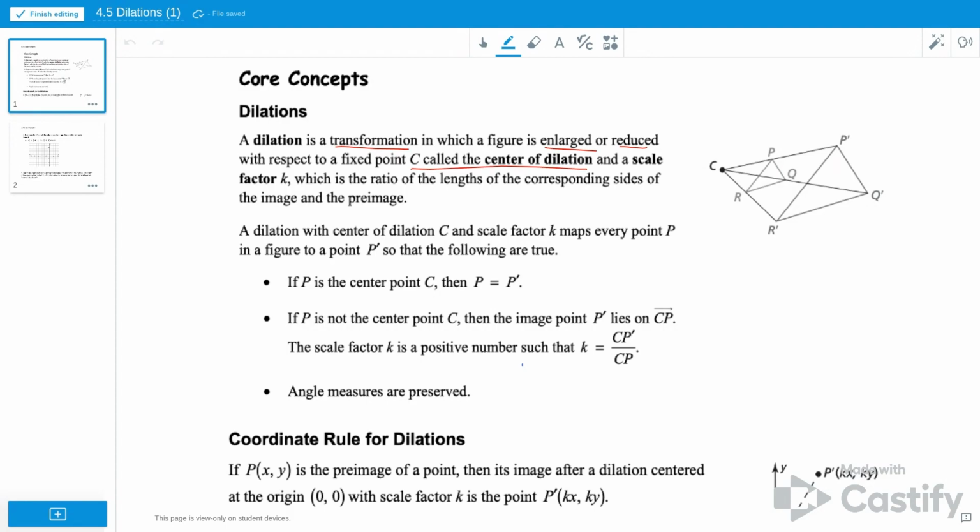Most of the time it will be around the origin, but it doesn't have to be. And it has a scale factor of K. And so if K is larger than 1, it is an enlargement. If K is less than 1, it is a reduction. And if it equals 1, it's the same size.